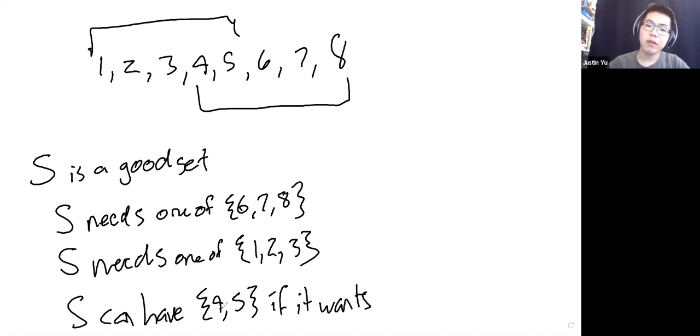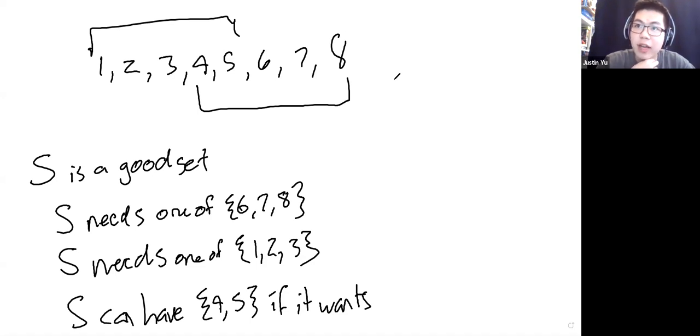So now what we've done is we've just broken it down into 3 smaller counting problems. So how many ways are there to choose the elements that S contains that belong to 6, 7, 8? And the subproblem that we are going to need is that of the number of subsets. So let's actually solve this. How many subsets are there of 1, 2, 3, 4, 5, 6, 7, 8?